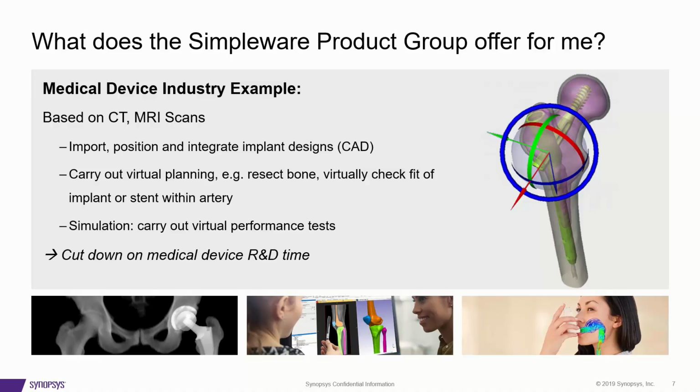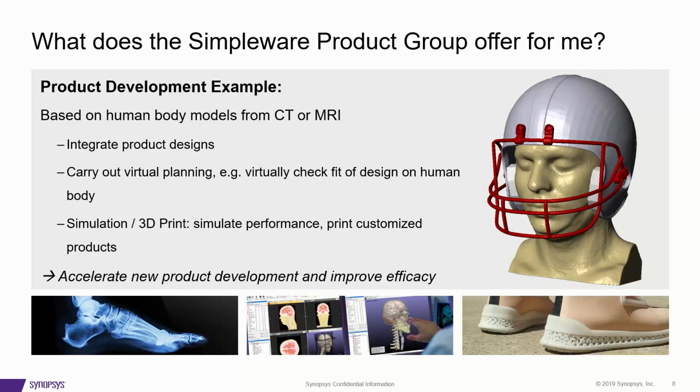And this also helps feed back into the design process to see how perhaps the design should be changed for the best outcomes too. In the area of product development, of course, a similar approach can be taken to integrate human body models with the designs that are being produced for different products. In this case, I'm showing a helmet, so we can integrate a helmet with a model of the human head to assess how this helmet will protect the user from head impact, for instance.